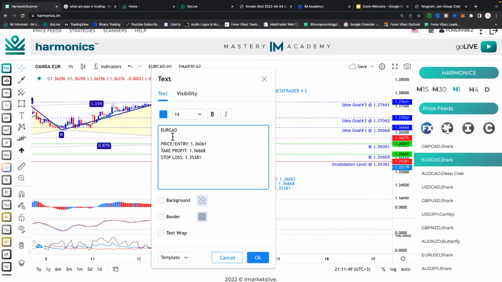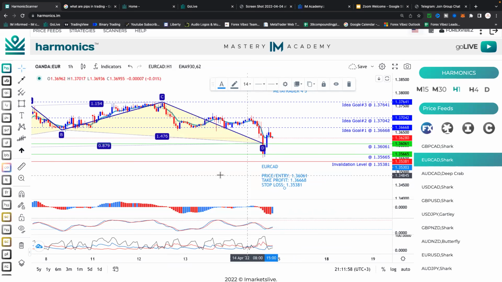So now I have my pair, right? I have my price or my entry. I'm getting in there. I've just copied it. My take profit and my stop loss. Now I'm ready to move forward. So I got that over here so I can remember it.